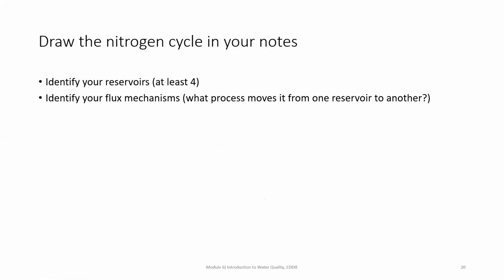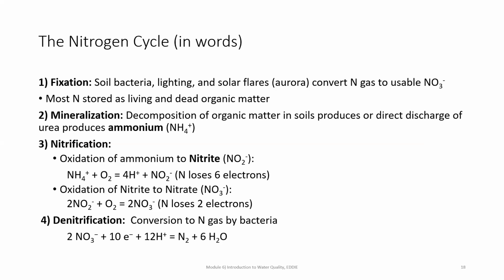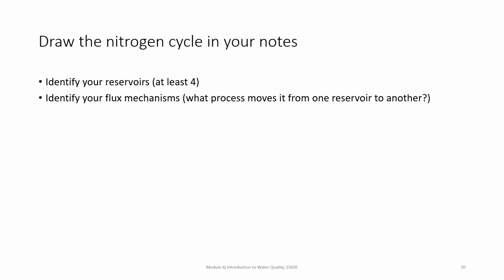So at this point, I would pull out a blank sheet of paper so we can go over drawing the nitrogen cycle. So you're going to be, one, identifying reservoirs. You should have at least 4 of those, and that is basically where nitrogen hangs out. And then you should identify your flux mechanisms. So that's the process that moves it from one to another. Your flux mechanisms are going to be these, right? Fixation, mineralization, nitrification, denitrification.